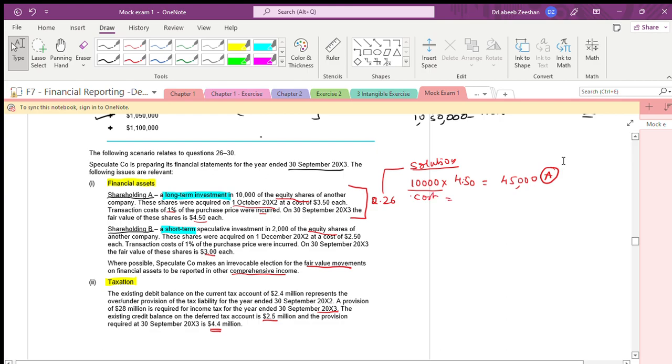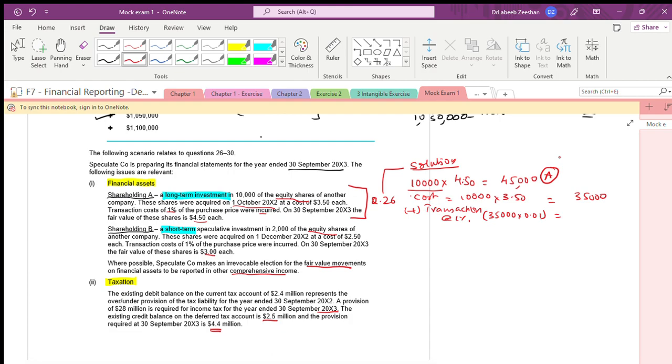Cost is going to be 10,000 into 3.5, which is 35,000. Add transaction cost at the rate of 1%. You can write 35,000 into 0.01. It comes to 350. So 35,350. It is B. Okay, B.